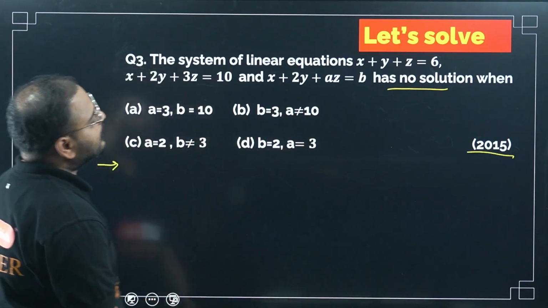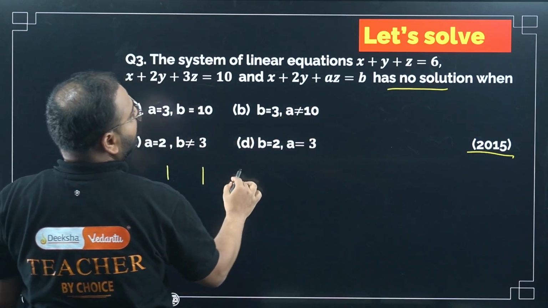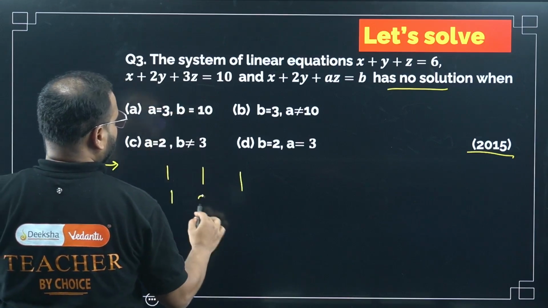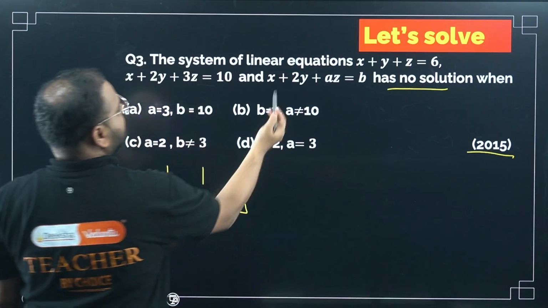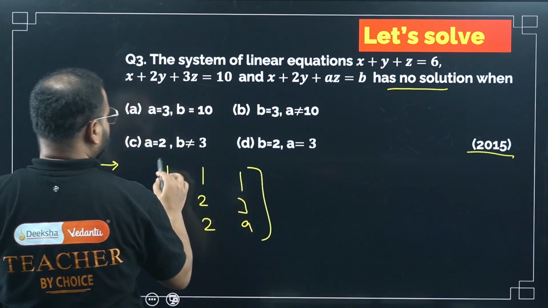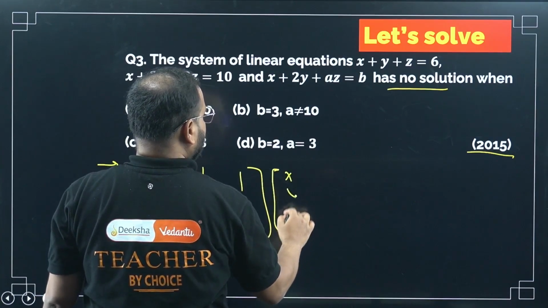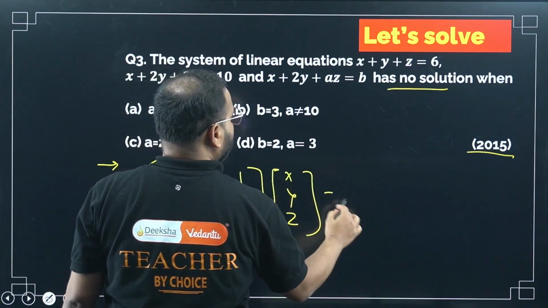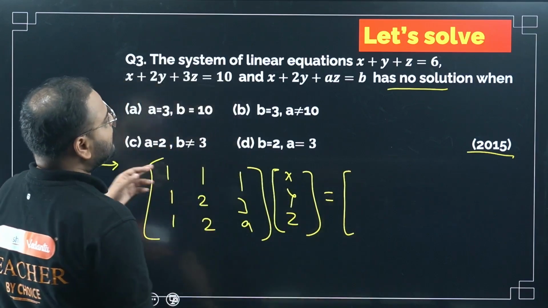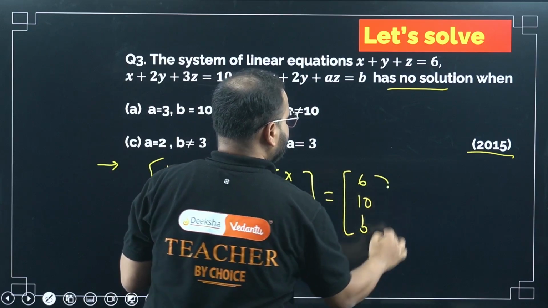So let's see. x plus y plus z. So this will be simply 1 1 1. What about this one? 1 2 3 for this one. For this one it will be 1 2 A. This is my first matrix, correct? The second one will be x y z, and the last one will be for my constants. I hope you have not forgotten. Constants will be 6, 10 and B.